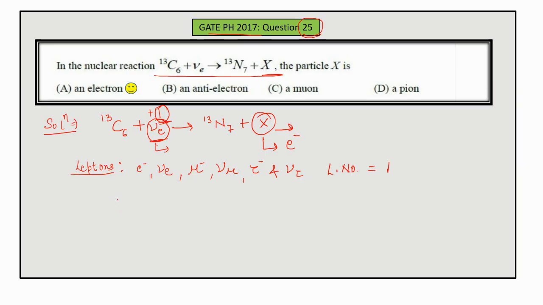So that is why the correct answer is electron. If you want to see, you can see carbon-13 (13C6) plus electron neutrino gives nitrogen plus electron. You can see the atomic number is balanced on both sides, the mass number is balanced on both sides, and the lepton number is also balanced on both sides. So the answer is electron. I hope this question is clear to everyone. I'm moving to the next question.